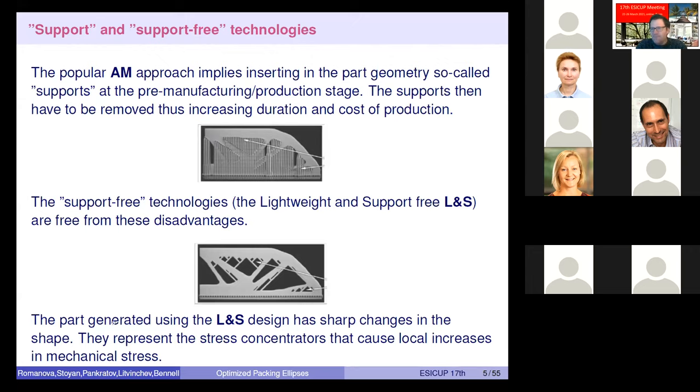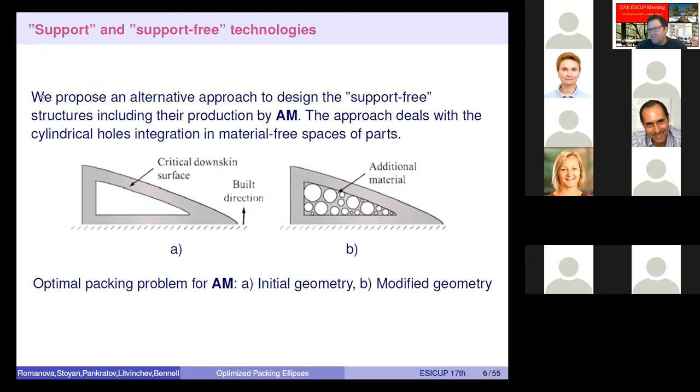However, the parts generated with this technology design have sharp changes or angles in the shape. They present stress concentrators that cause local increases in mechanical stress. We propose an alternative approach to design support-free structures, including production by 3D printing.